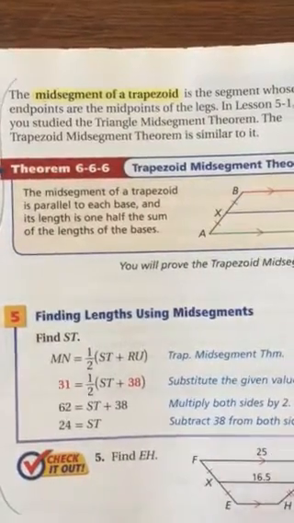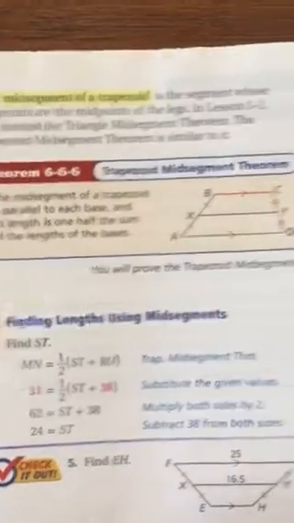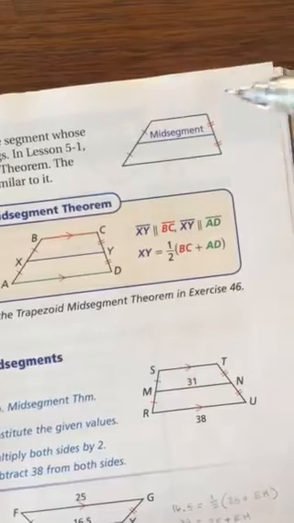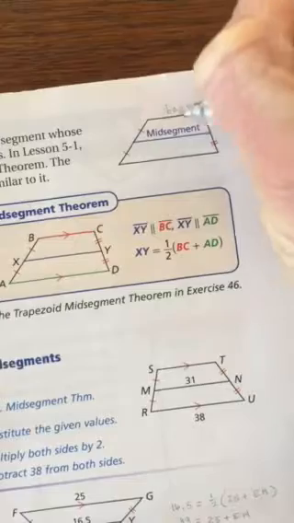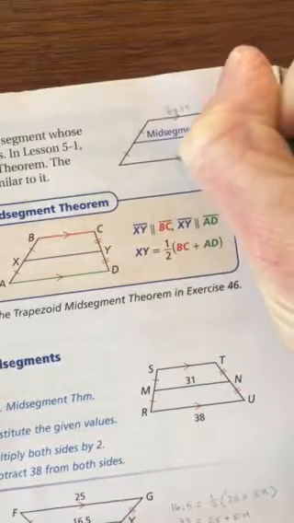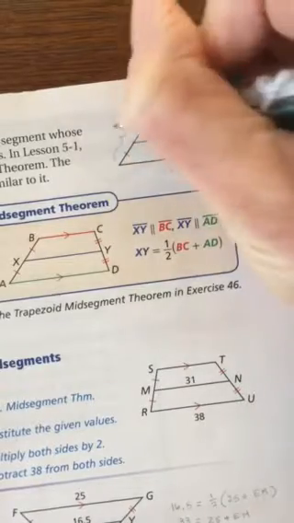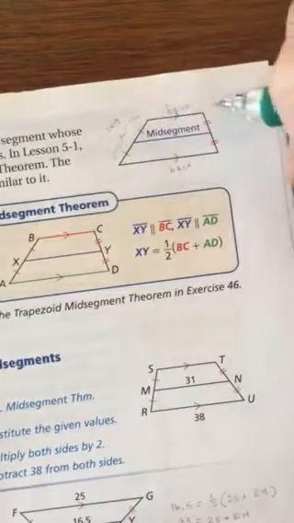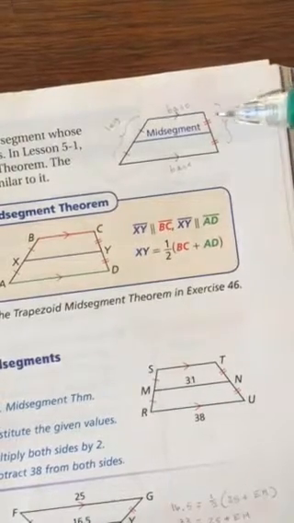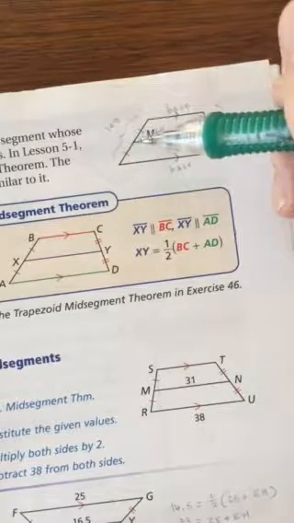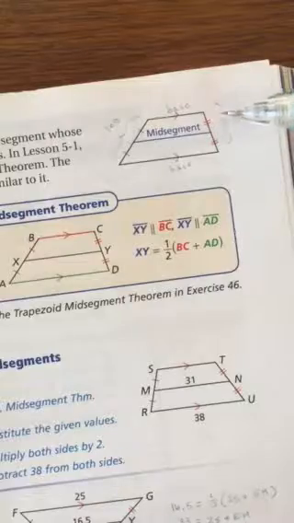The mid-segment of a trapezoid is the segment whose endpoints are the midpoints of the legs. Let's stop right there and look at the picture. Here's our trapezoid. We have the base here running parallel to the base here. And then we have the legs. Here's one leg, just giving you a little bit of review here. Here's the other leg. All right, and we have a mid-segment running from the midpoint of this leg to the midpoint of this leg. All right, moving on.